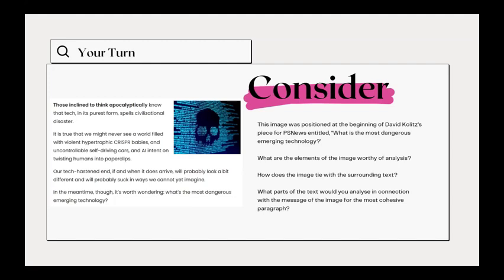What are the elements of the image that are worthy of analysis? How does the image tie in with the surrounding text? If you were to create a full paragraph, not just looking at the image, but looking at the image in relation to the surrounding text, what parts of the text would you analyze in connection with the message of the image? Keeping in mind, you want to be very selective, and you want to select language that will create a cohesive paragraph. Remember, you don't have to analyze everything.